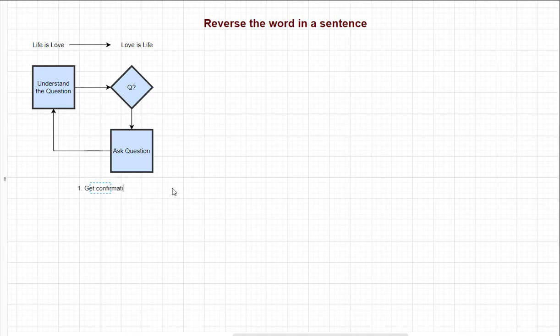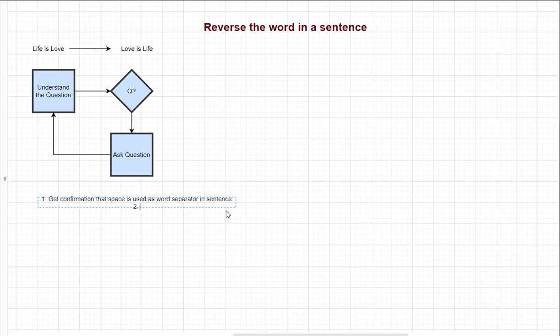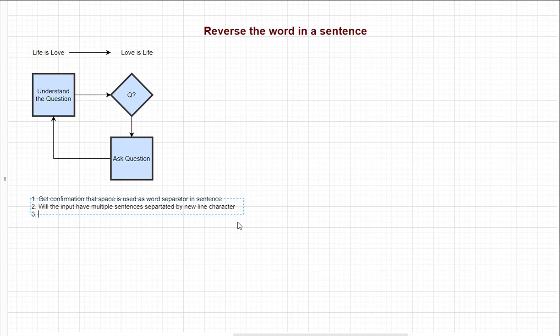The first question is you can just get a confirmation that the words in the sentence given as input to your program are going to be separated by a space in between the words. Remember that this can be used as a logic in your algorithm. The next question you can ask is whether your input might have multiple lines or multiple sentences clubbed together to pass as input to your code. In that case, you have to handle multiple sentences as well in your code.